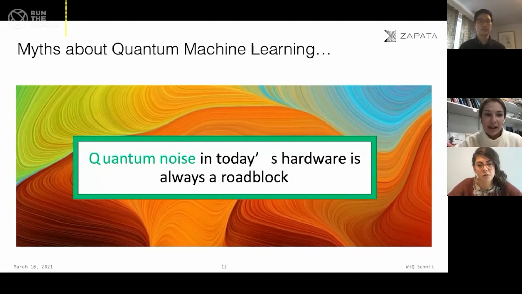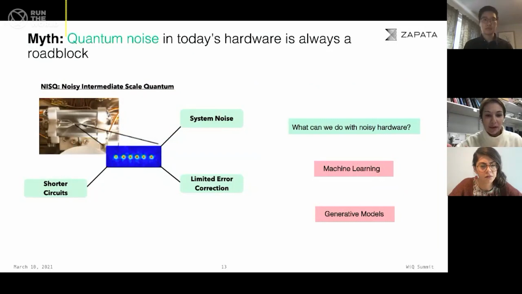The other myth that I want to debunk is that quantum noise in today's hardware is always a roadblock. I want to share a little bit about my experience at Zapata, and my experience getting into quantum neural networks with machine learning. We have these NISQ, noisy intermediate-scale quantum devices. Right now, I'm at the University of Oxford in a PhD program that focuses on trapped ion qubits. So I've seen firsthand some of the noisy devices that we do have and that we're improving and enhancing.